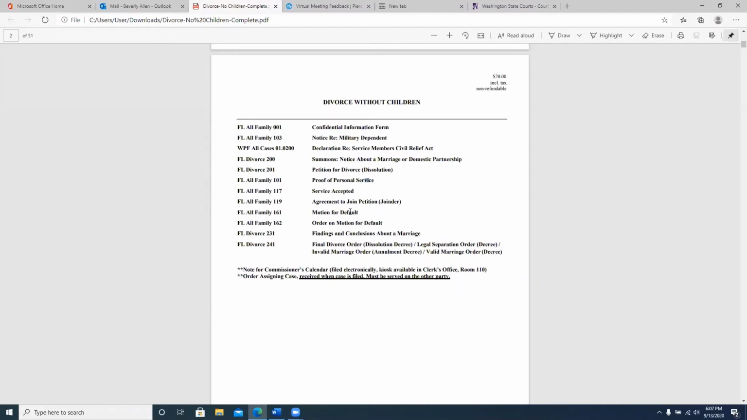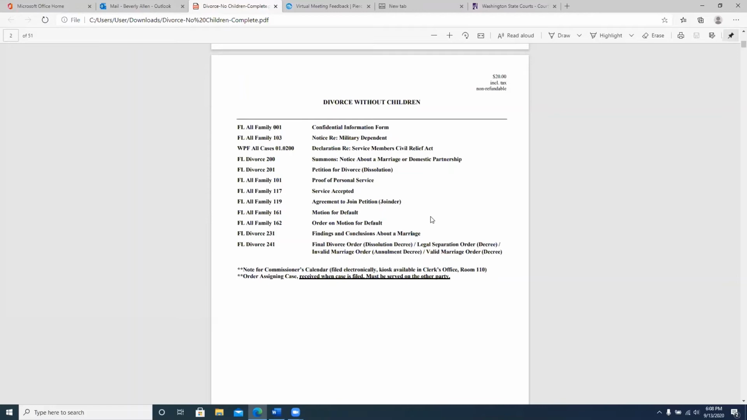So the motion for default and the default order are included in this packet. The reason that might be included is it's possible that even though the other person hasn't told you it would be contested, even though you think you're on friendly terms, maybe you just can't get them to sign it. Well, in that case, assuming that you've done the service or have the acceptance of service, you can still complete your case by filing that motion for default.